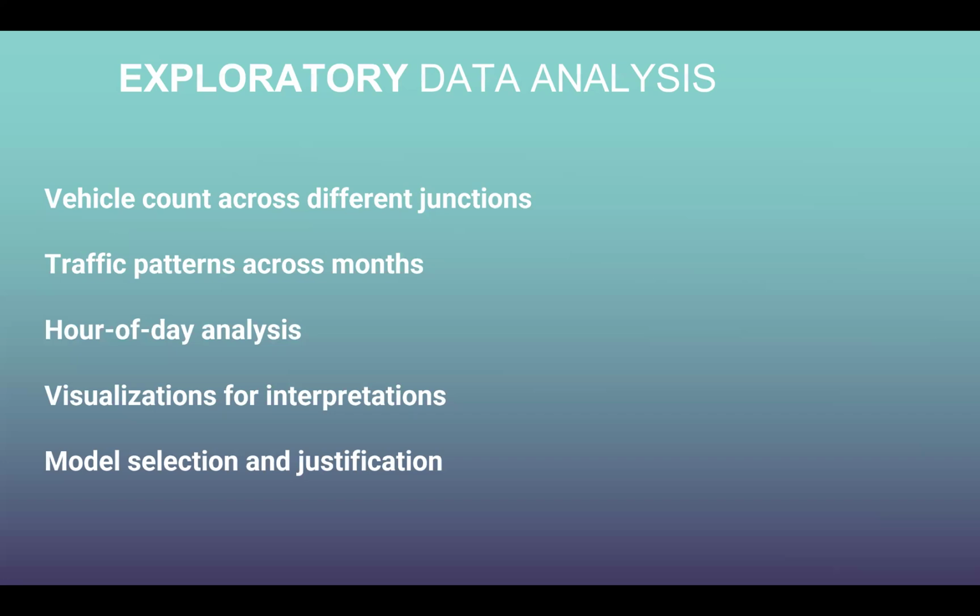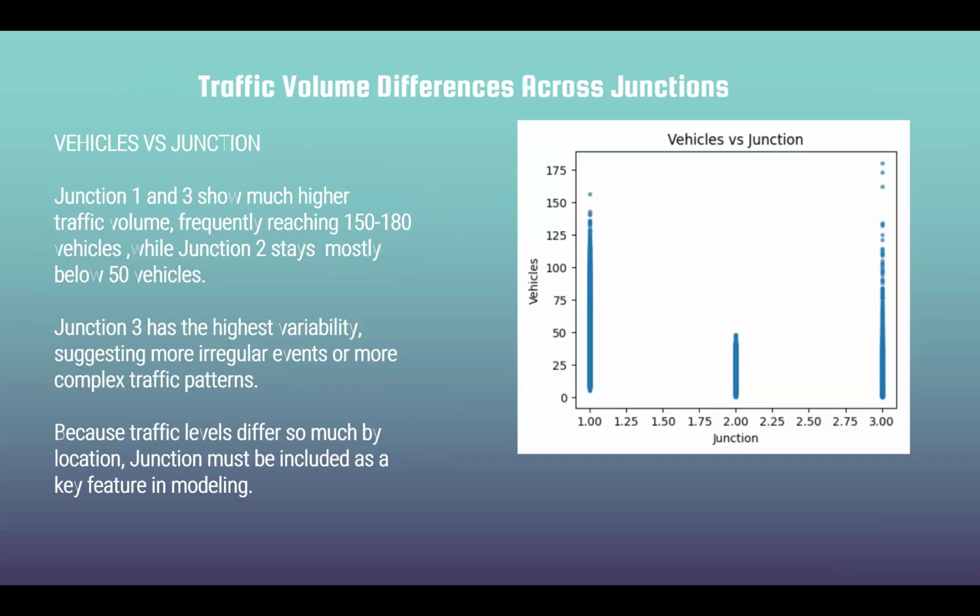Move to the next slide. Okay, so we go through the traffic volume differences across junctions. From our scatter graph, we can see that junction 1 and junction 3 show much higher traffic volume, frequently from 150 to 180, and junction 2 stays below 50 vehicles. So this visualization compares traffic across three junctions, and the difference tells us that junction plays a major role in predicting the traffic.